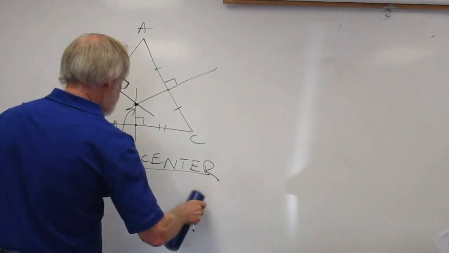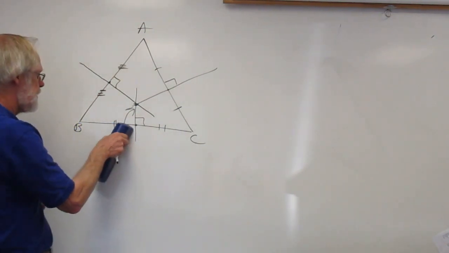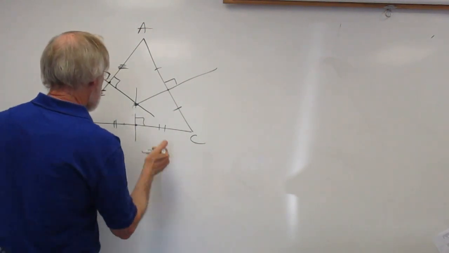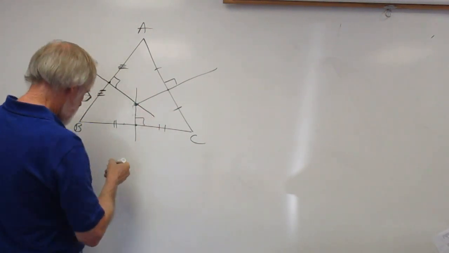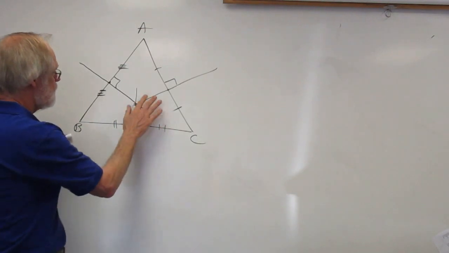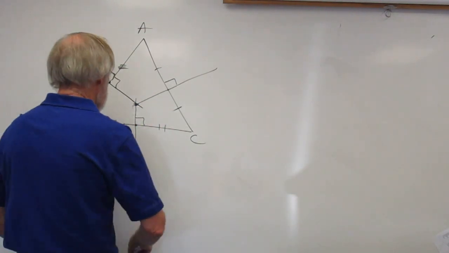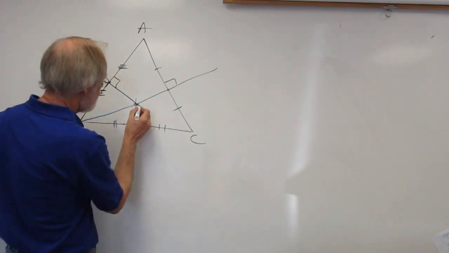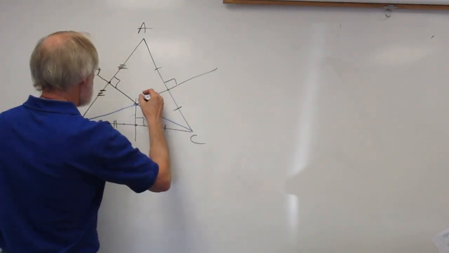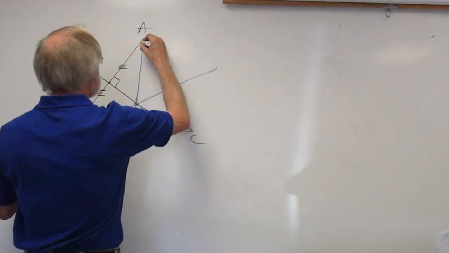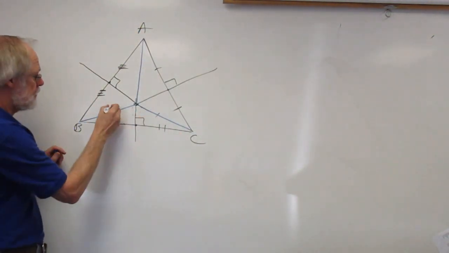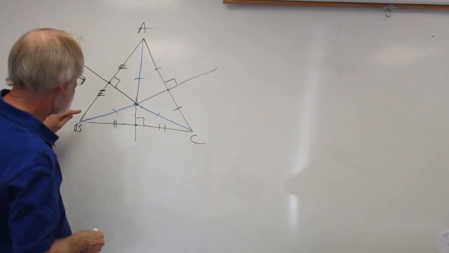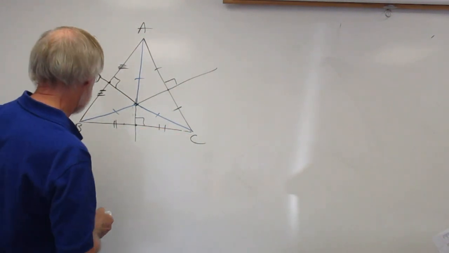All right. Now the important thing about the circumcenter is that it meets at a point which is equidistant from the three vertices of the triangle. So this blue line is equal in length to this blue line, which is equal in length to this blue line. All right, these three blue lines are equal. This point is equidistant from the three vertices of the triangle.